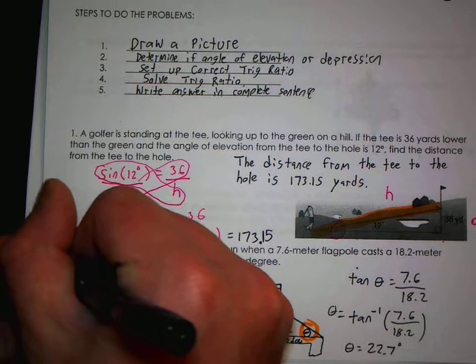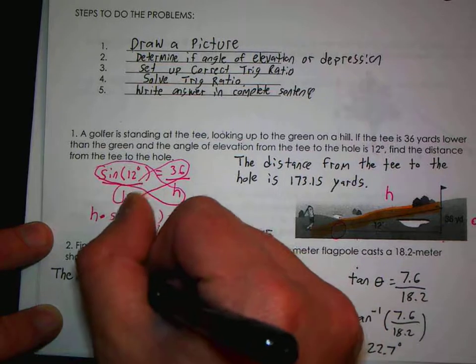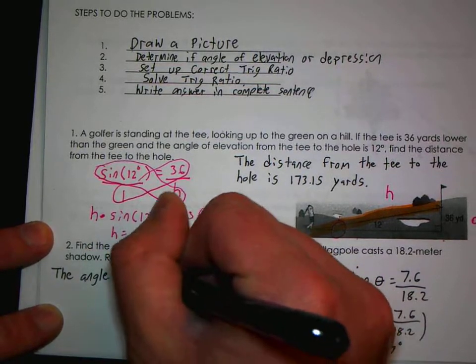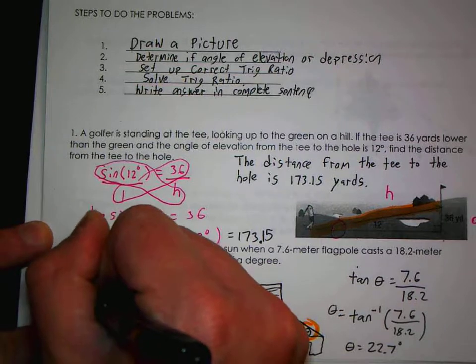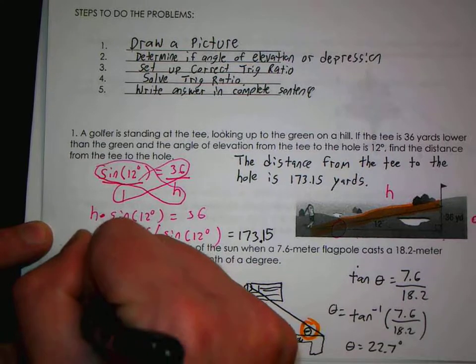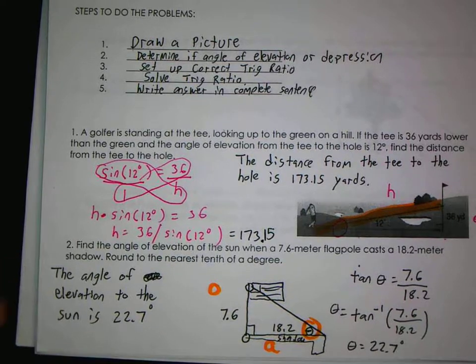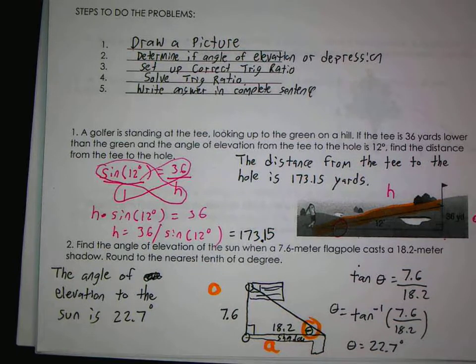So find the angle of elevation of the sun. I would say the angle of elevation to the sun is 22.7 degrees. It's kind of weird, usually you know your angle and you can measure the shadow to find out how tall the flagpole is. So this is kind of a different type of problem. Questions?